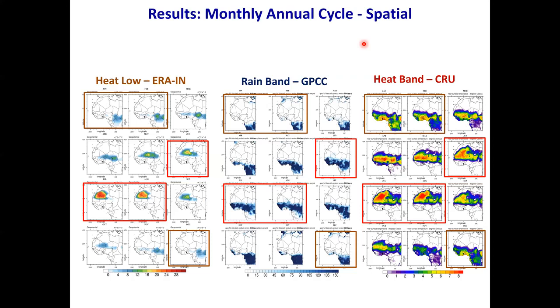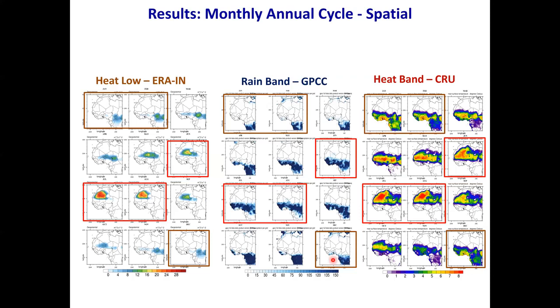And then I didn't use CRU for the model evaluation because CRU, you see, is not giving me a data set over the ocean. And then also, I didn't use the GPCC for the evaluation because GPCC is not giving me any data set over the ocean.